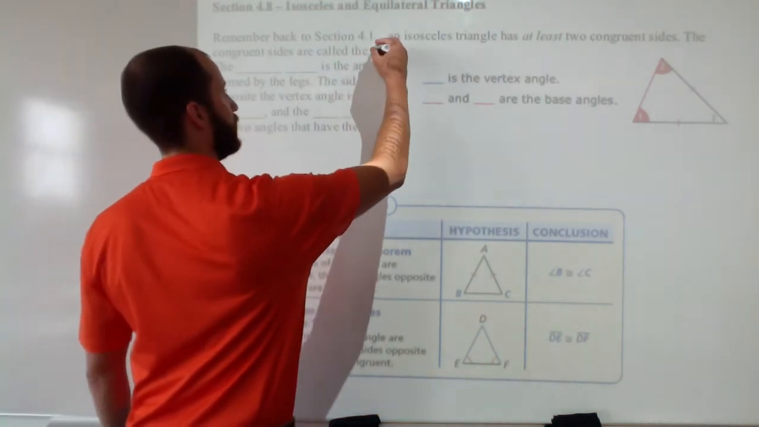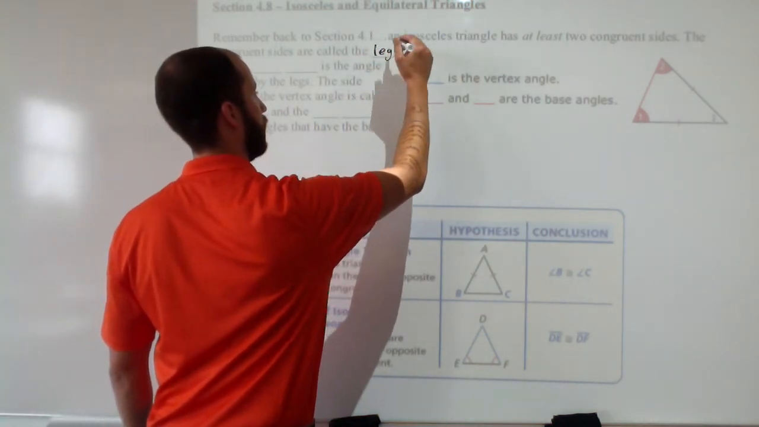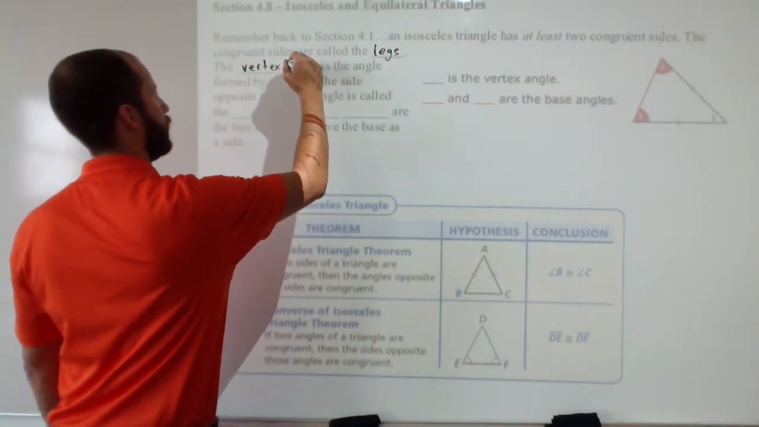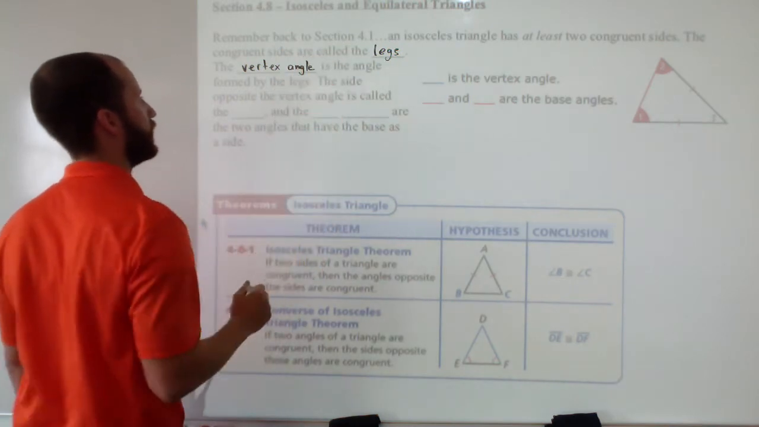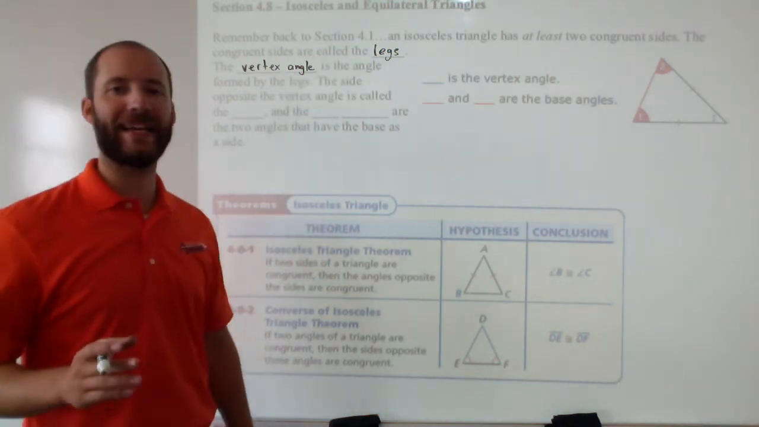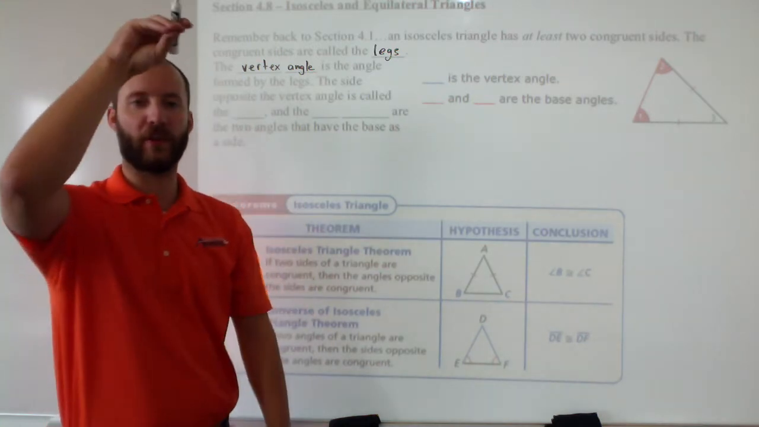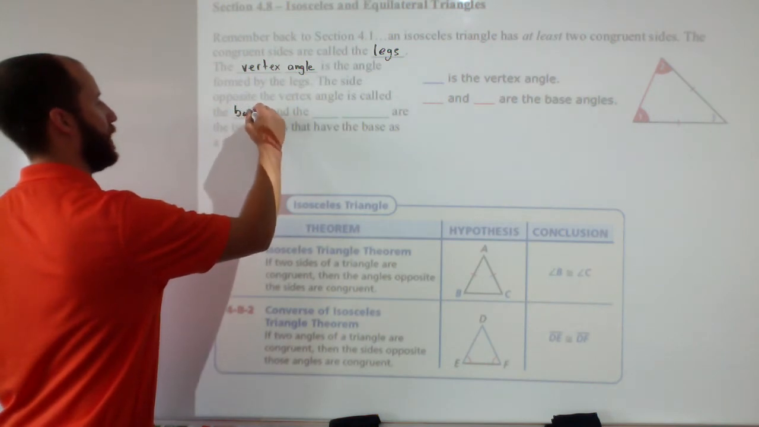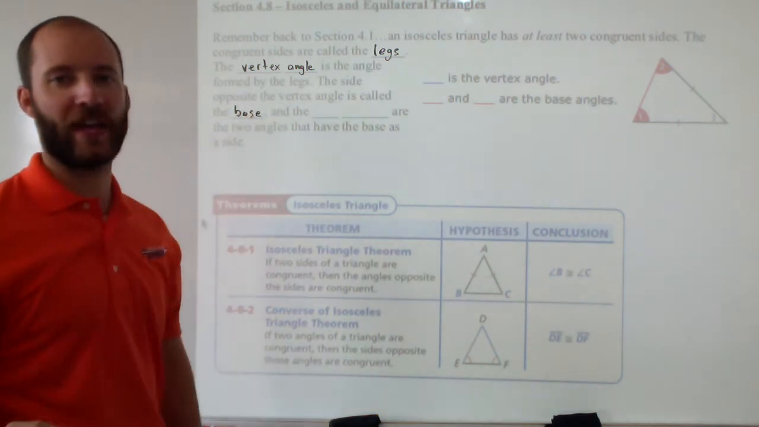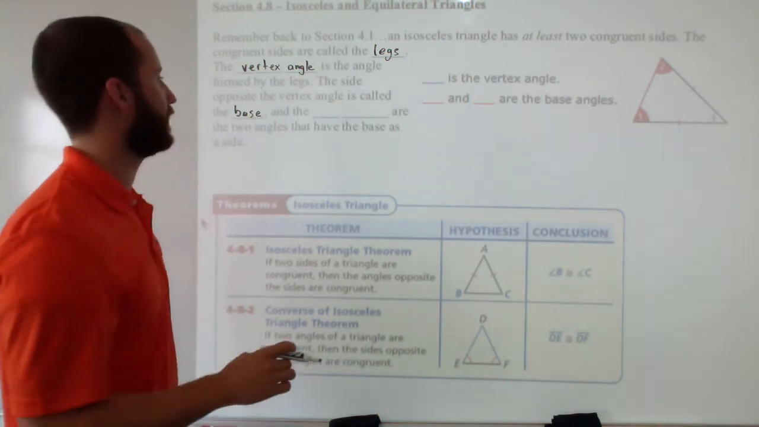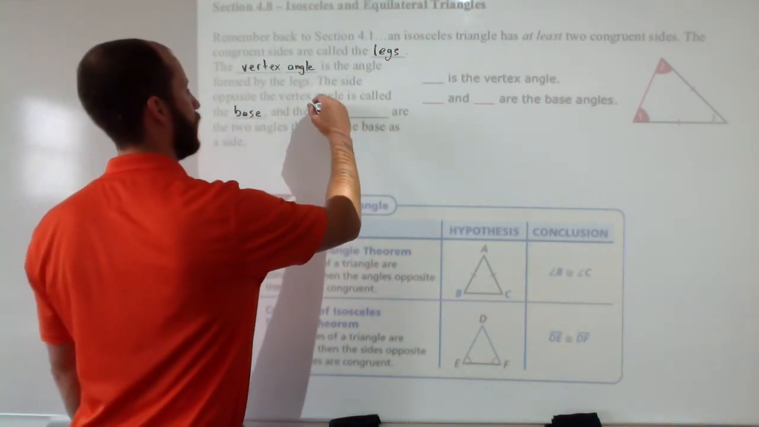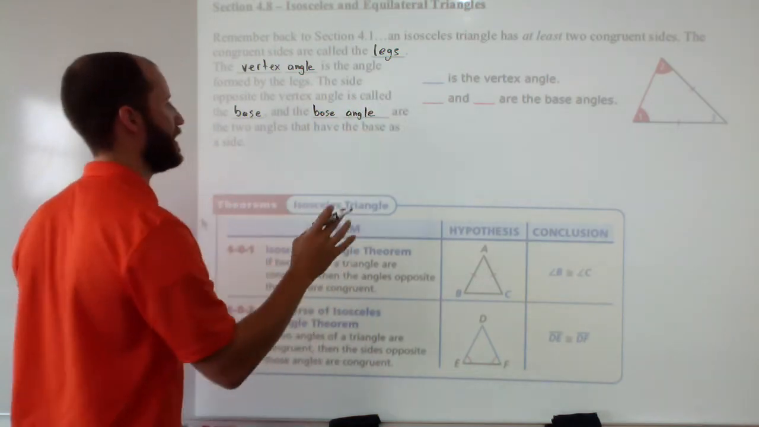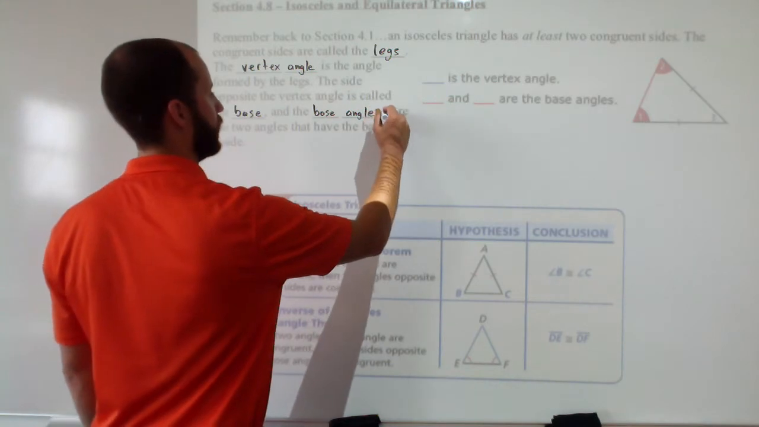Now the congruent sides are called the legs of the triangle. And the legs, where they meet, form what's called the vertex angle. So where the two legs meet, we have the vertex angle right there. The side opposite the vertex angle is called the base, if you only have two congruent sides, the base is the non-congruent side to the other two. And then we call those angles down there, where the base meets, the base angles.